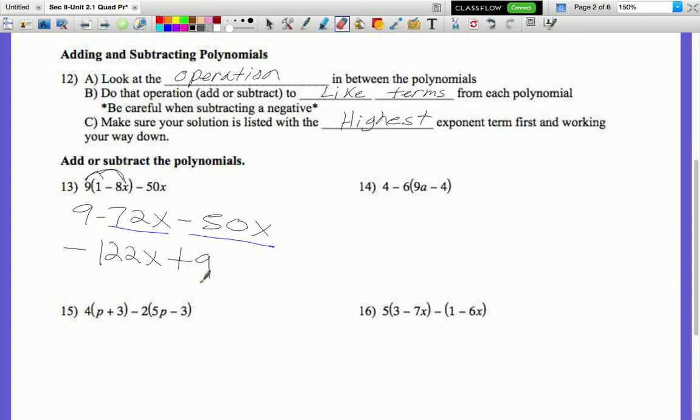Now the reason why I wrote it like this is we have to have the variable with the highest exponent first. That's what C means. After that, we are done.